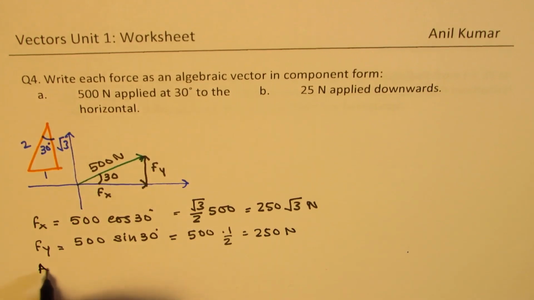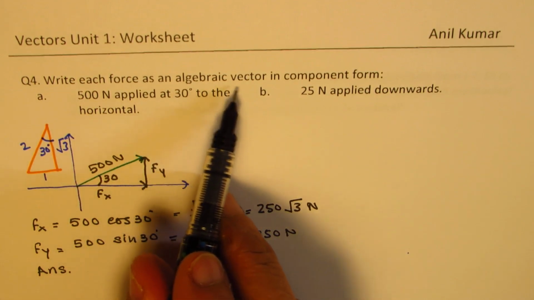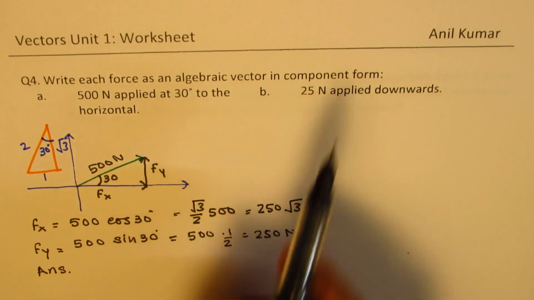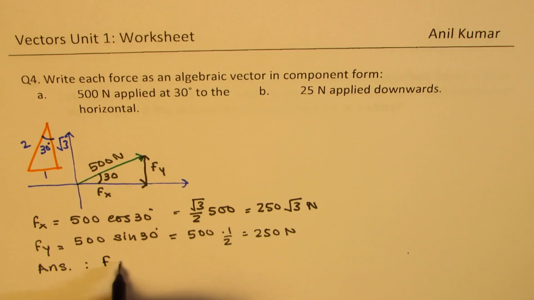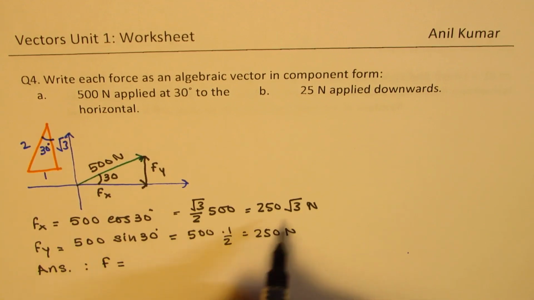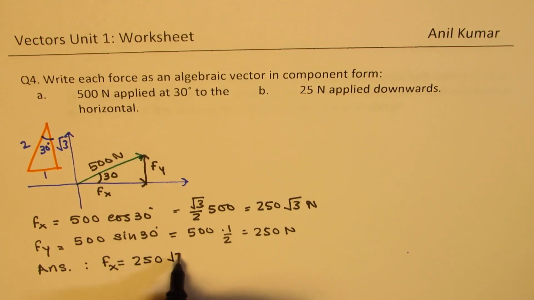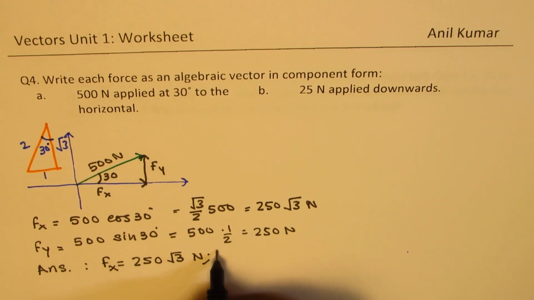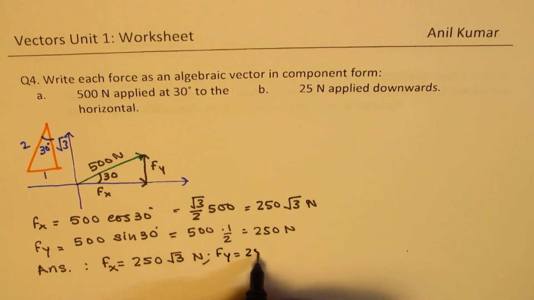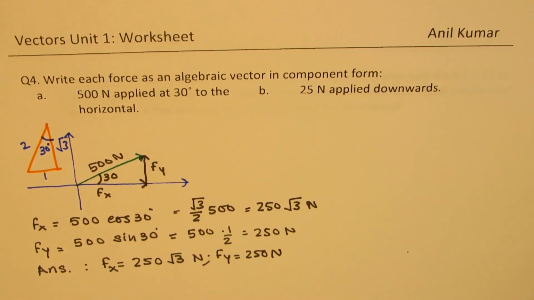So we have our answer. Write each force as an algebraic vector in component form, right? So the force F is equal to Fx equals 250 square root 3 newtons, and Fy, not f of x, 250 newtons. Is that clear? Okay. Part B.